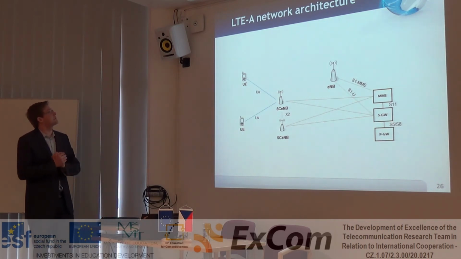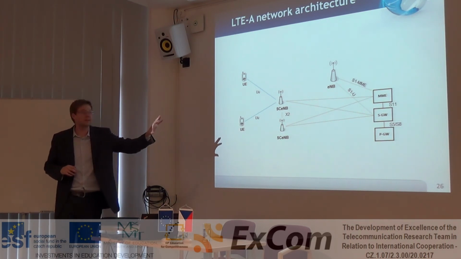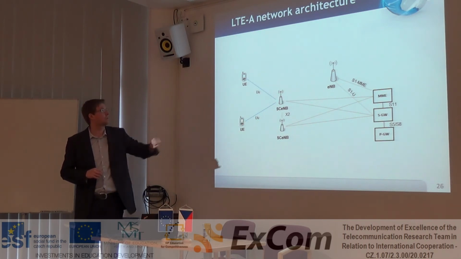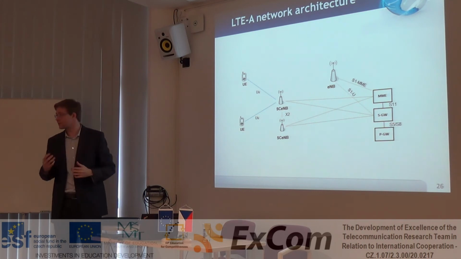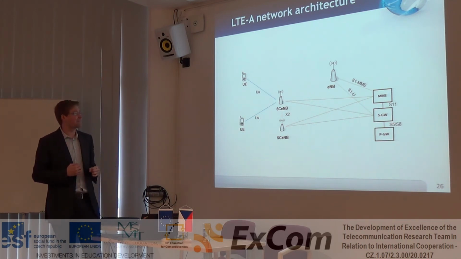And now let's focus on architecture. This is the architecture of LTE. It's not new for you, I guess. We have user equipment, base station, small cell base station, common base station, and core network, which is composed of mobility management entity, which is for signaling, serving gateway for users' data, and packet gateway.